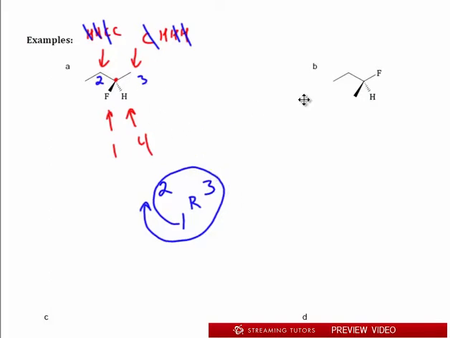But now, where is the lowest group? Number 4 is in the back. And if you remember our chart, here's our little diagram.